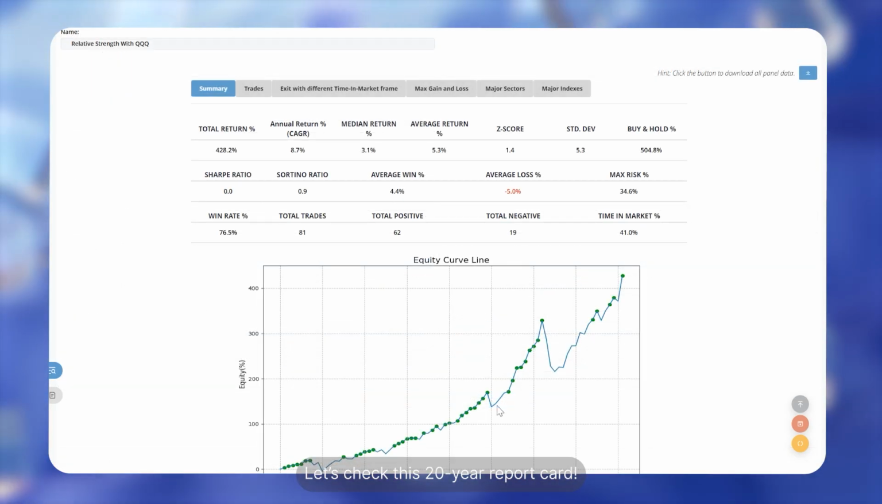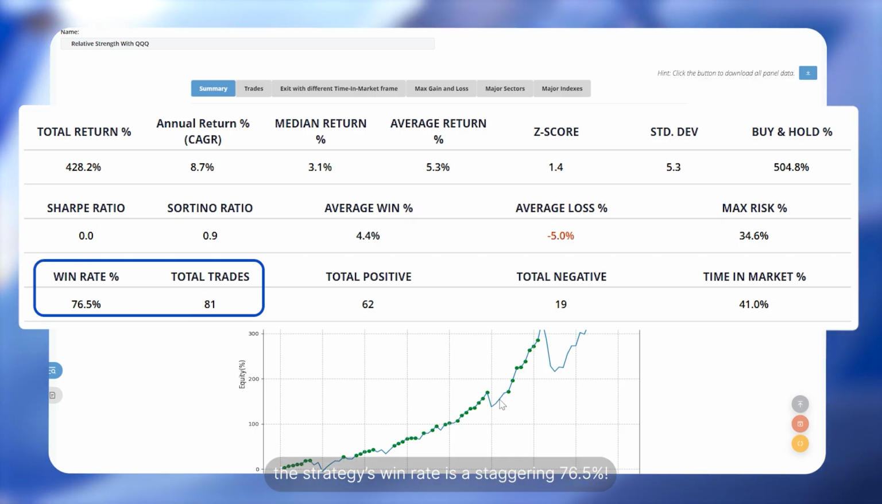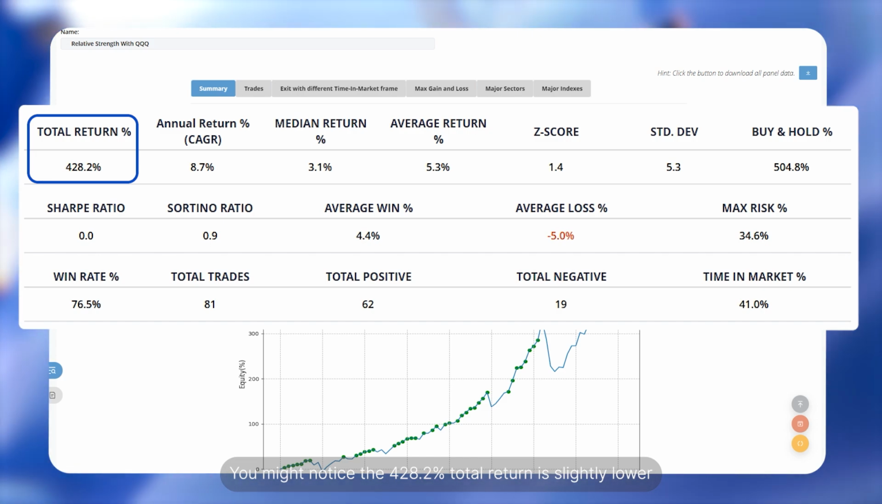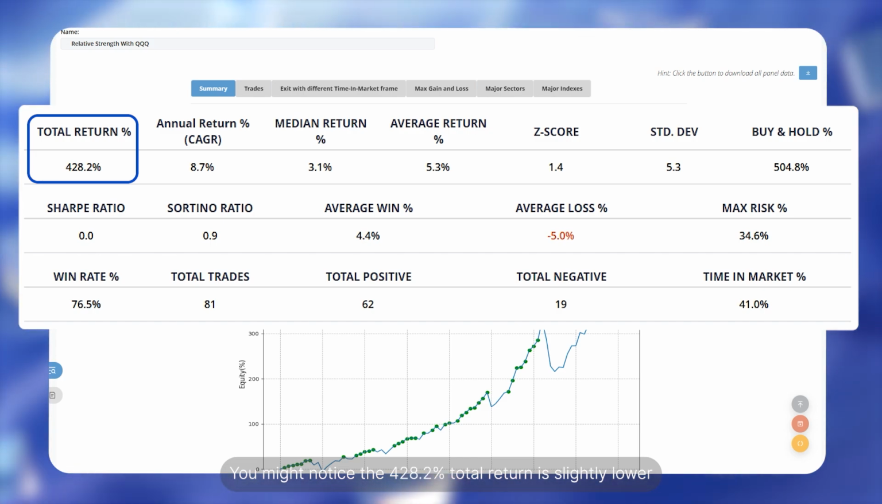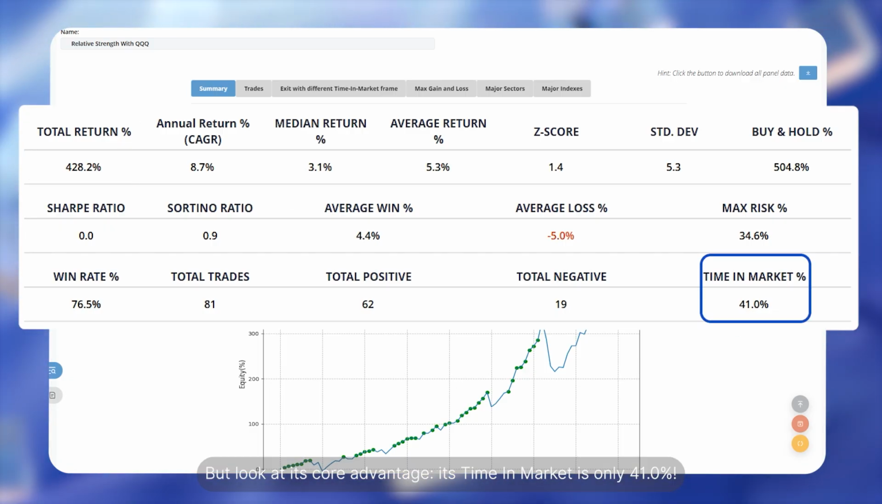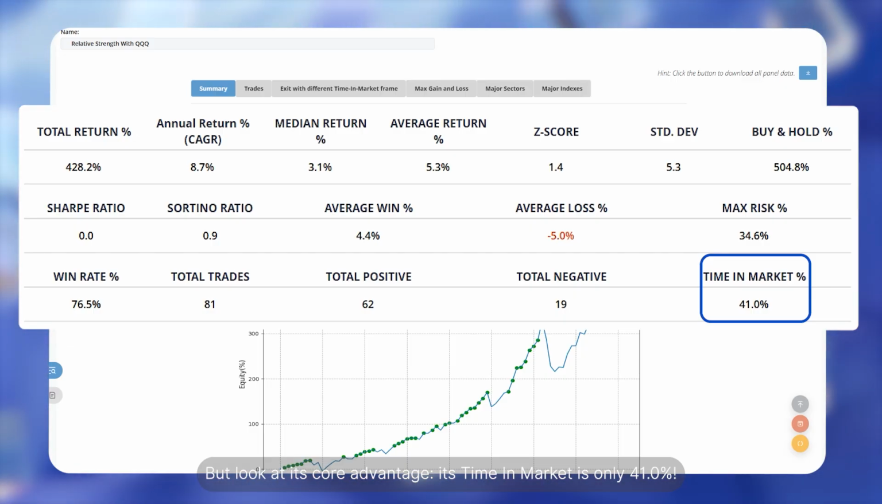Let's check this 20-year report card. Across 81 trades, the strategy's win rate is a staggering 76.5%. You might notice the 428.2% total return is slightly lower than the 504.8% buy and hold return. But look at its core advantage. Its time in market is only 41.0%.